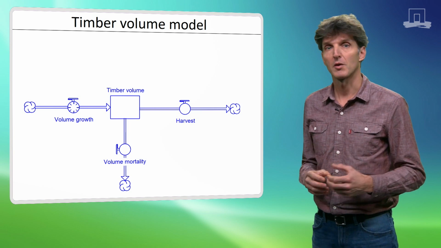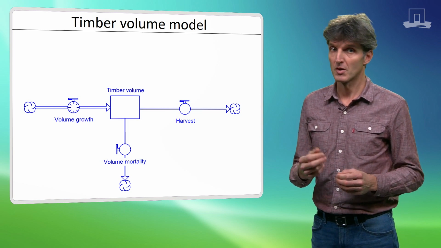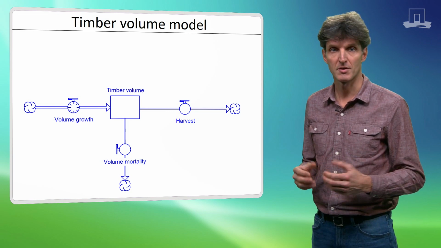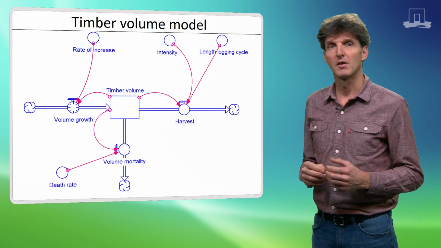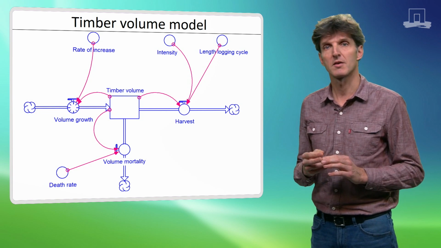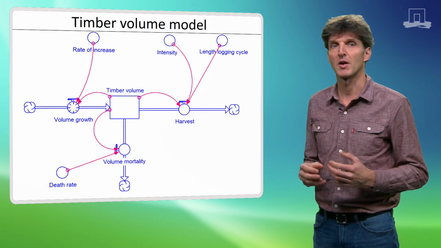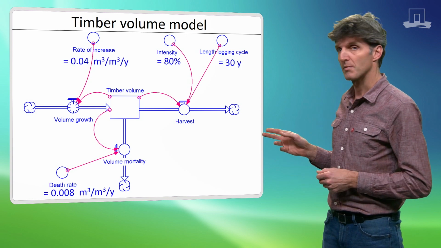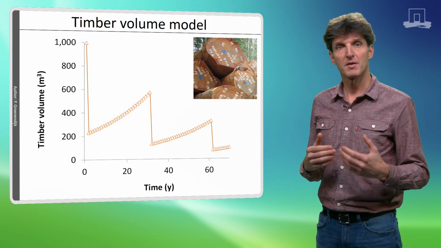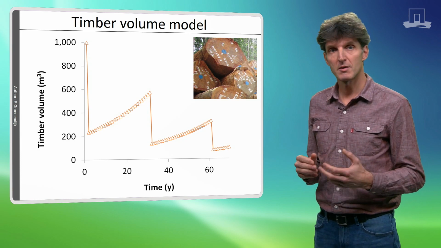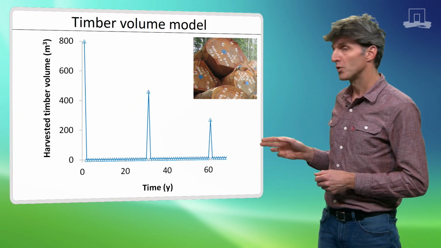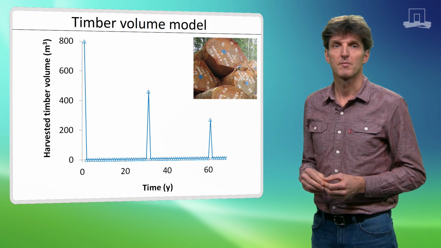The model has one stock of timber volume and three flows: volume growth, volume loss due to mortality, and volume loss due to harvest. The converters in this model are the rate of volume increase, the mortality rate of timber volume, the harvest intensity, and the time between successive harvests. And these are the values. Running the model for 70 years and starting with 1,000 cubic meters of timber, we get this volume development over time. And these are the harvested volumes over 70 years.